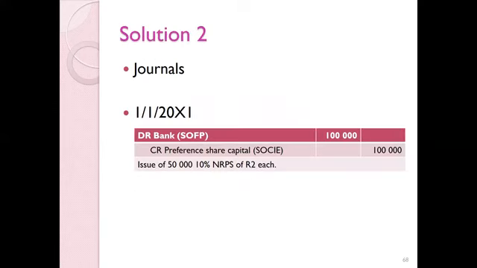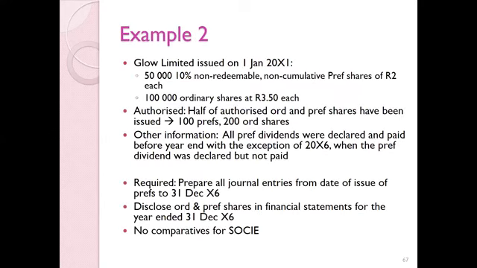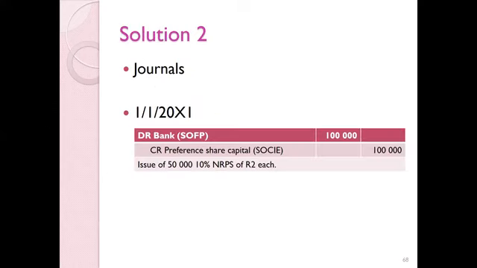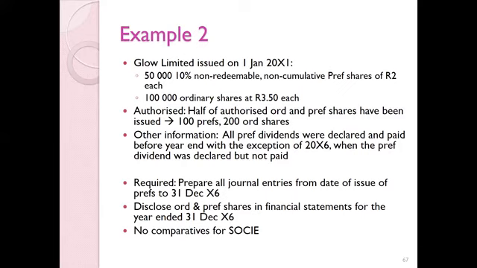So, from the information we're given, we know that the initial issue of these preference shares was 50,000 preference shares at R2 each. So debit bank with 100,000 Rand, 50,000 shares at R2 each, and credit our preference share capital. As you've seen in this chapter, it's very important that we stipulate: are we talking about preference share capital? Are we talking about ordinary share capital? So you must stipulate that in your journal entries.